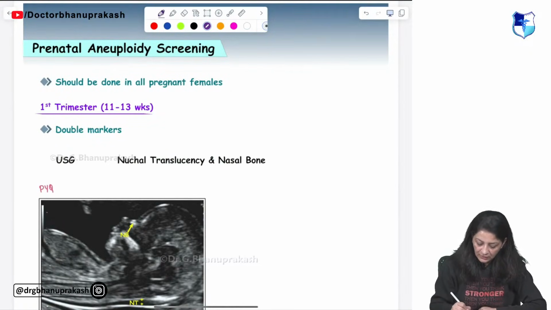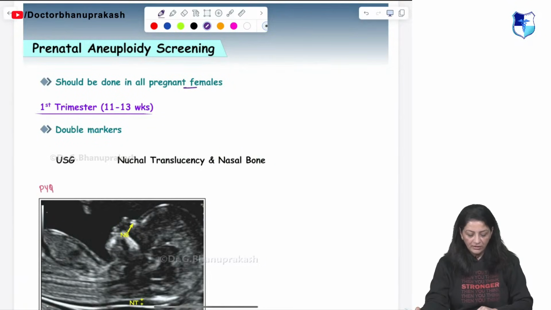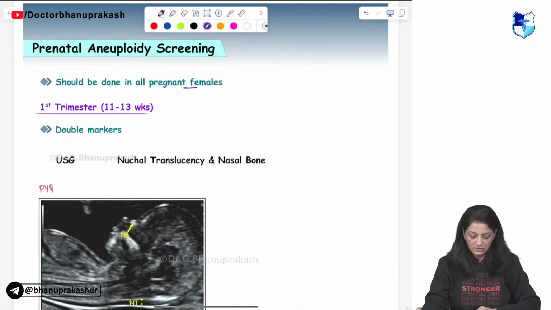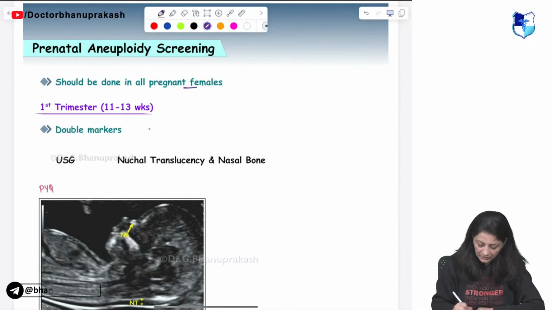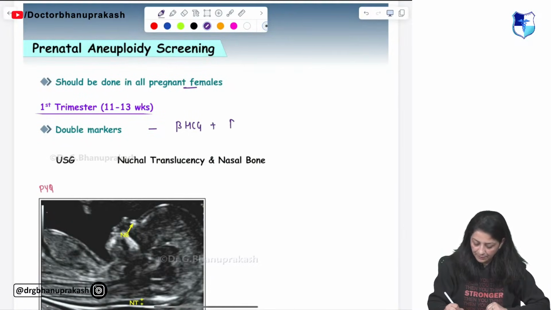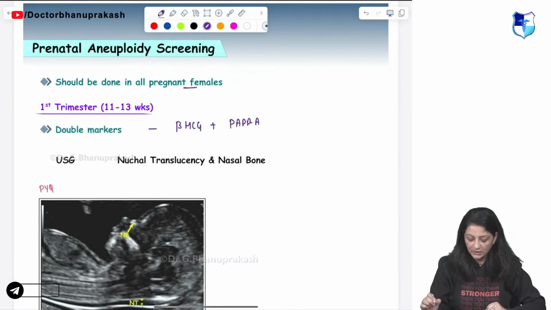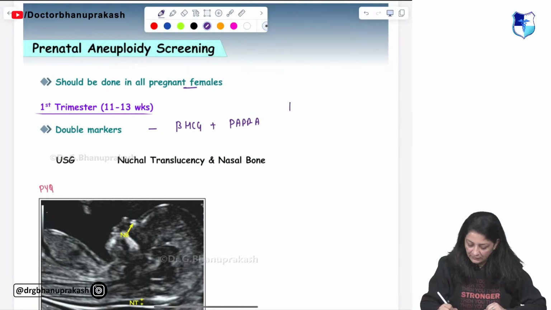Now, a very important topic for the FMGE exam, prenatal aneuploidy screening. This should be done in all pregnant females in the first trimester, between 11 to 13 weeks. Double marker test. What is the double marker test? Beta-HCG plus PAPP-A, pregnancy associated plasma protein A.